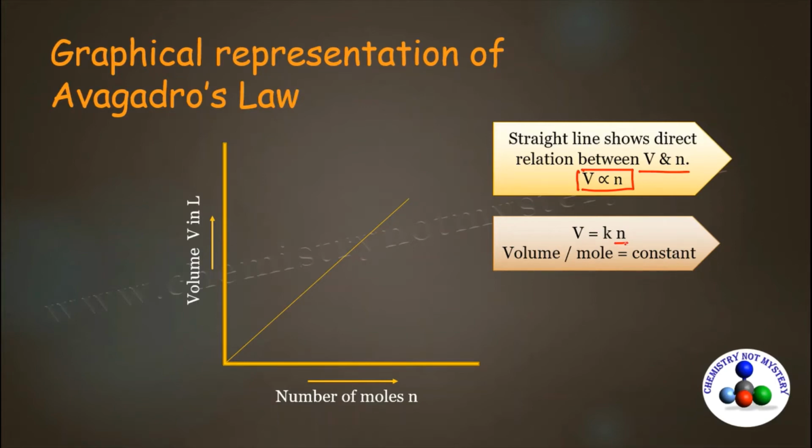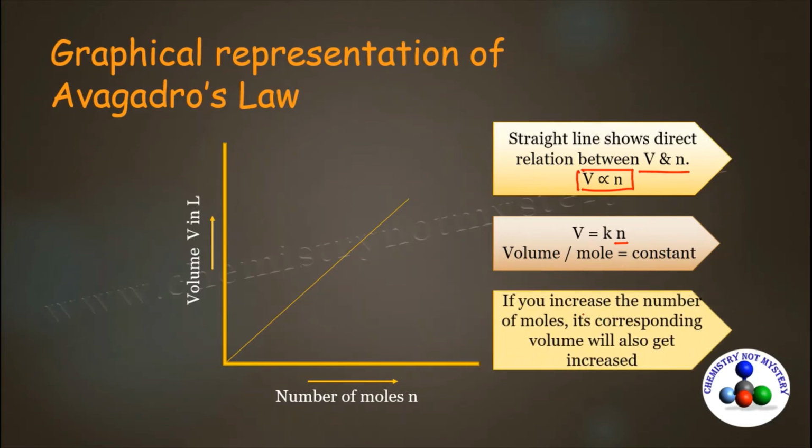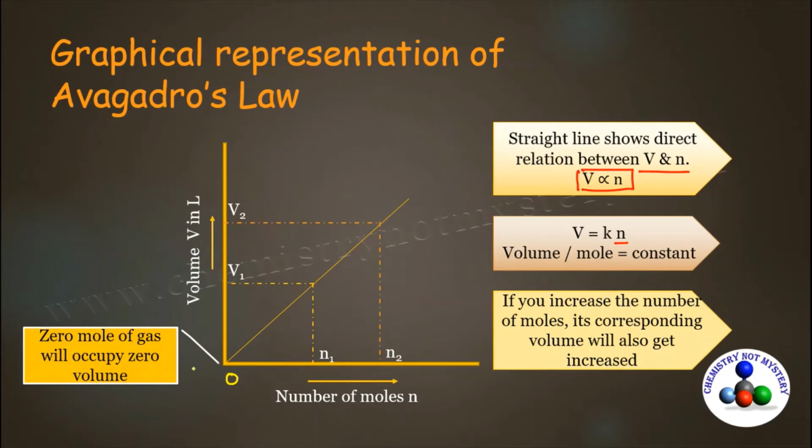When you transfer the number of moles to the other side of the equation, you will get volume divided by number of moles is equal to constant. If you increase the number of moles, its corresponding volume will also increase. For example, there is n1 number of moles, and its corresponding volume you will get as V1. When you increase the number of moles to n2, the corresponding volume will also increase. And for 0 moles, gas occupies 0 volume.